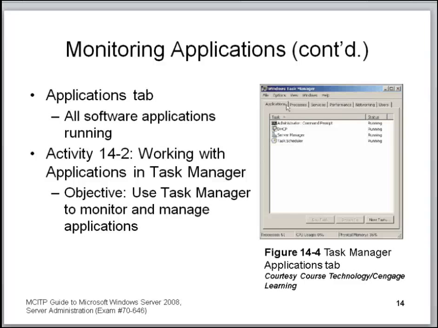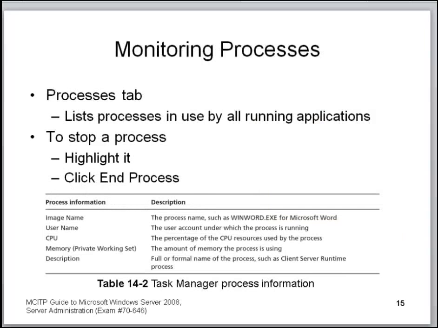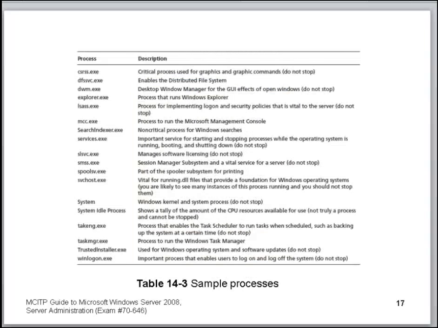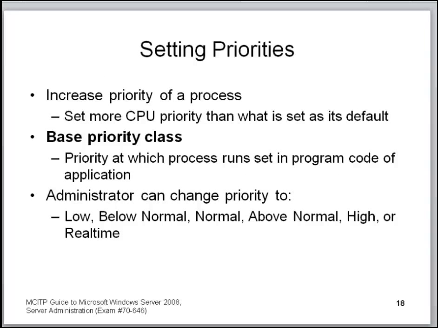Things that we can do with those. What I'm going to do here, the applications tab, we'll take a look at each of these things, monitoring the processes that are available there. Setting priorities, which we can do if we want to. The administrator can change the priority, and we'll take a look at that.